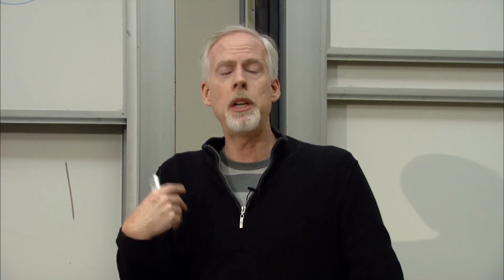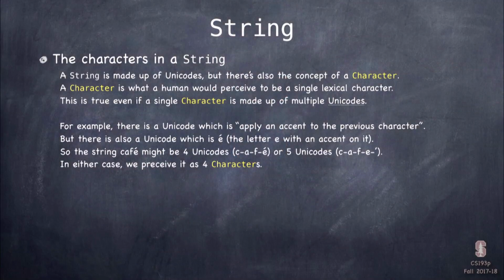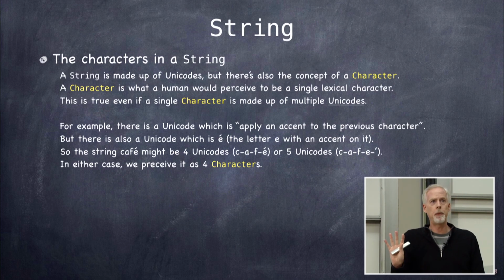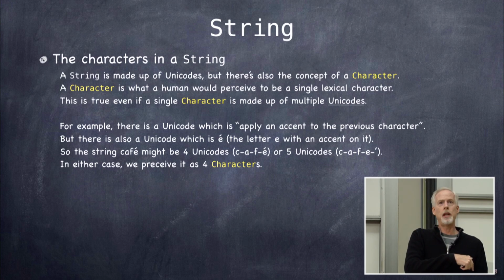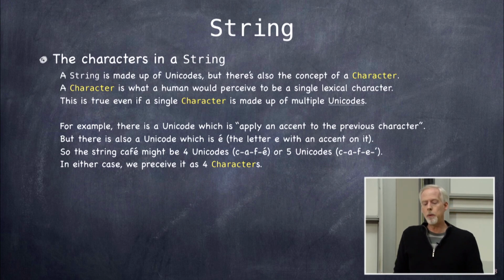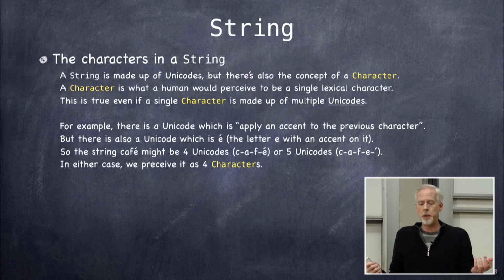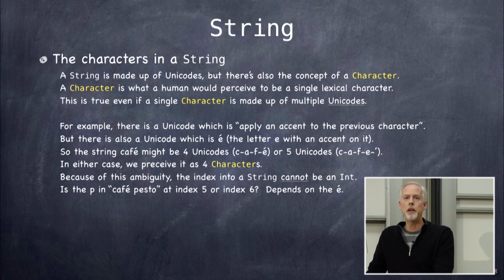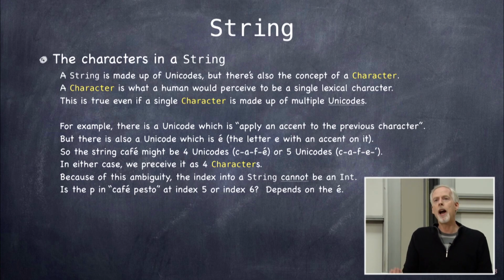Let me show you by example. If we had the word café, C-A-F-E with an accent aigu, we perceive it to have 4 characters, the C, the A, the F, and the E with the accent on it. But it might be represented by 5 Unicodes, because there's a Unicode which puts an accent on the previous character. So how do we deal with this? The main ramification is that a String cannot be indexed by Int.